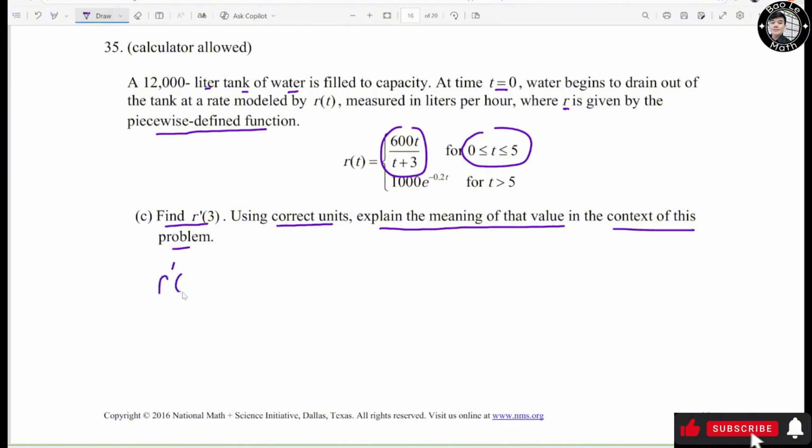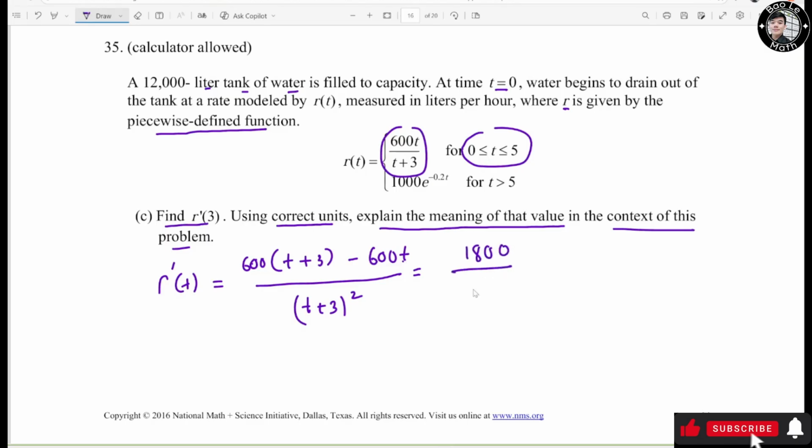So we have R prime of t equals, and we're going to use the quotient rule. So it's 600 times t plus 3, minus the derivative of t plus 3, which is 1, times 600t, over t plus 3 all squared. So we're going to simplify this one. The 600t and this one cancel out. So we have 1800 over t plus 3 all squared.